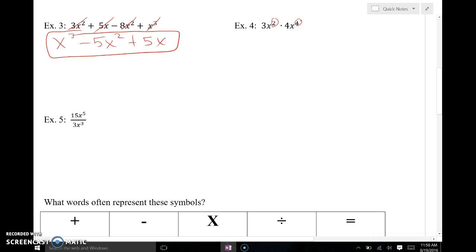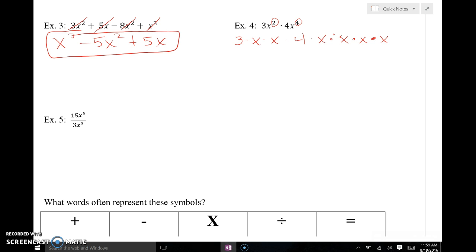Now, real quick, 3x squared, if I write it completely out and break it down for you, that would be the equivalent of 3 times x times x. And I'm multiplying that by 4 times x to the 4th, and that would be what 4x to the 4th would look like. So if you notice, I'm multiplying all of these things together.